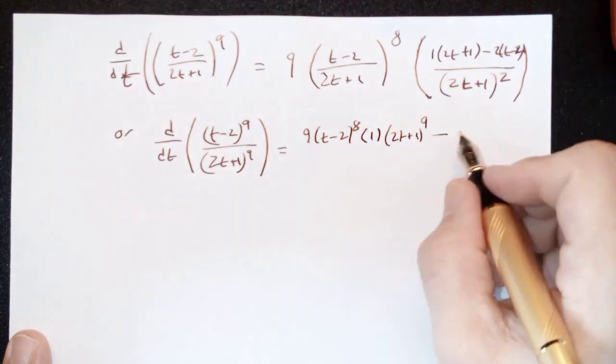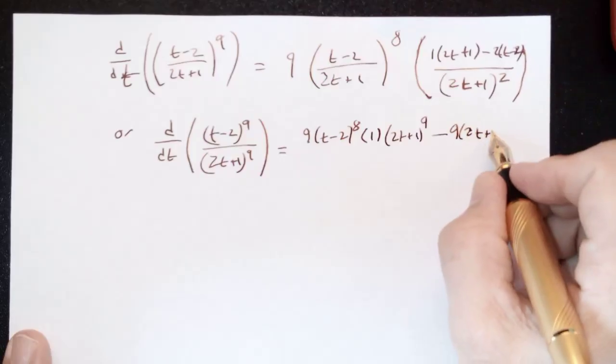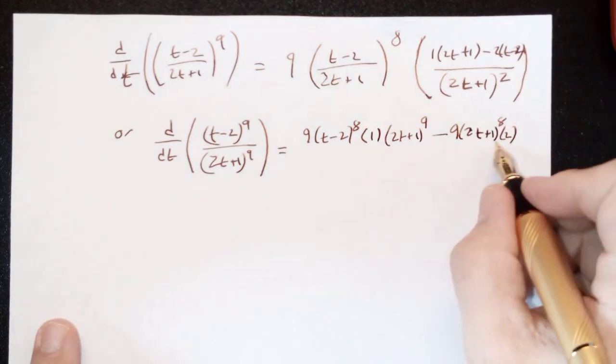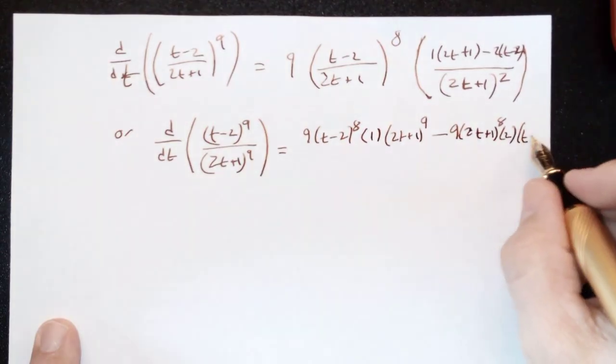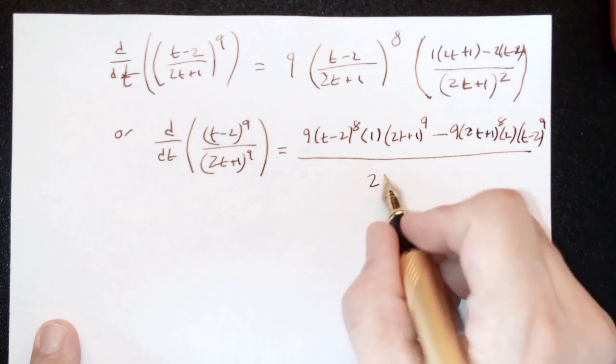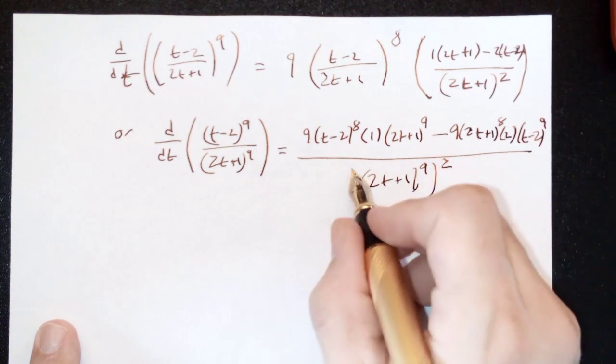minus derivative of the bottom, 9 ugly junk to the 8th times the derivative of the inside. What's the derivative of the inside this time? 2. Derivative of the bottom times the top, t minus 2 to the 9th. All over the bottom squared.